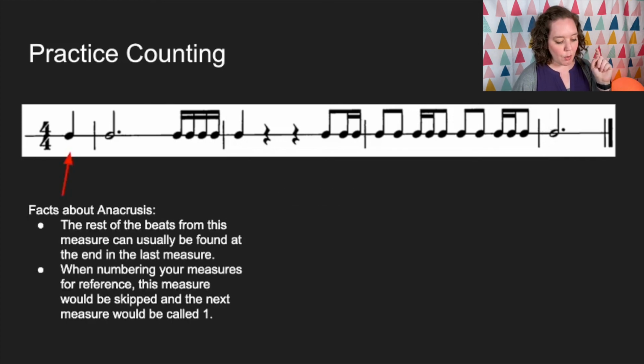The other thing you should know is that when you're numbering your measures, we haven't talked about this, but usually when you're trying to reference something in your music, you're referencing what measure you're on. So for instance, this would be measure 1, this is measure 2, this is measure 3, and this is measure 4. If you have an incomplete measure or an anacrusis, we don't typically give that a number. You typically start with the first complete measure. So you would skip this note in terms of numbering those measures and call this measure 1.